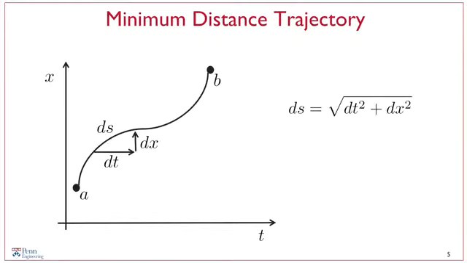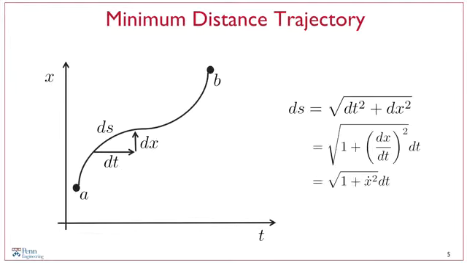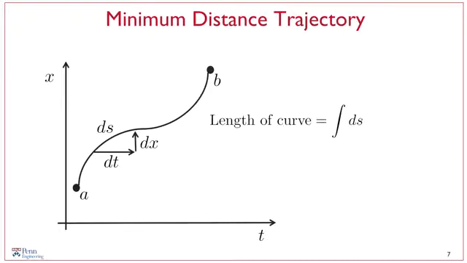We can rewrite this function by factoring out a factor of dt from under the square root. In the second step, we've used the fact that by definition, x dot is equal to dx/dt. To find the total length of the curve, we want to integrate ds along the entire curve. Substituting in the expression for ds we just found, we find that the length of the curve can be found by taking the integral from 0 to t of the square root of 1 plus x dot squared dt.